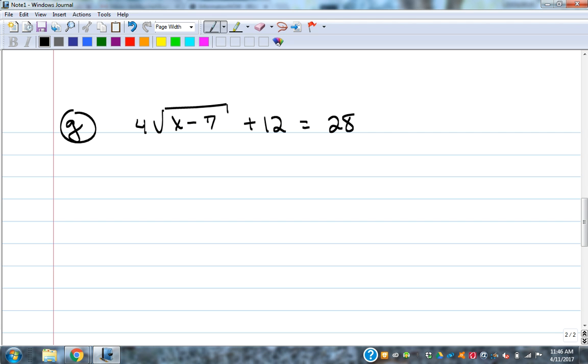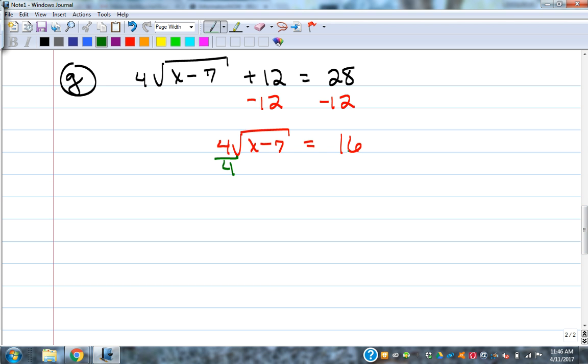So what's the first step on this one? Right, subtract 12. 28 minus 12 is 16. Now what? Divide by the 4 on both sides. So that's the square root of x minus 7 is equal to 4.